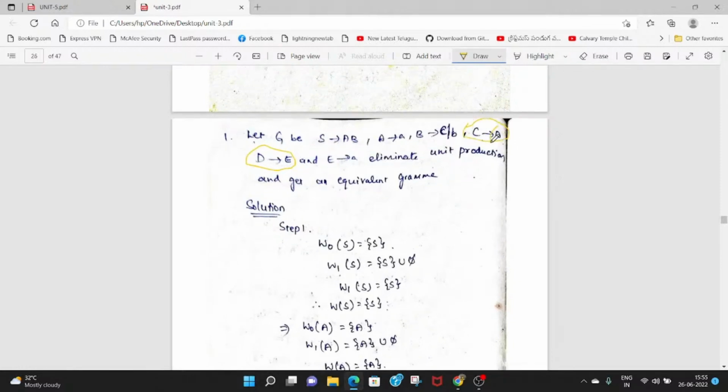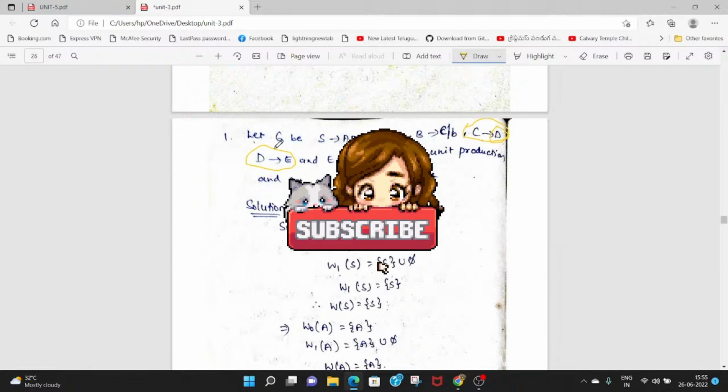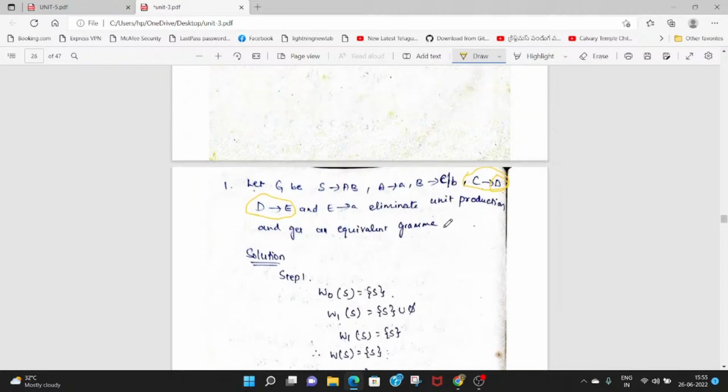So on the right hand side, whenever we have a single variable, such productions are said to be unit productions. Now we have to eliminate these. For this, the procedure is changed.